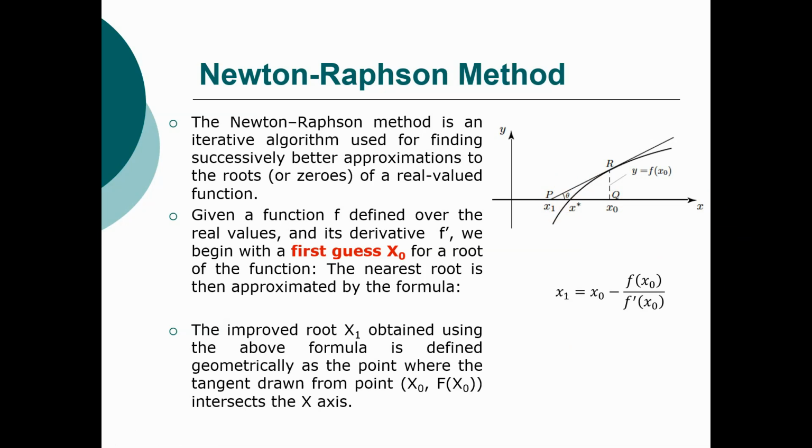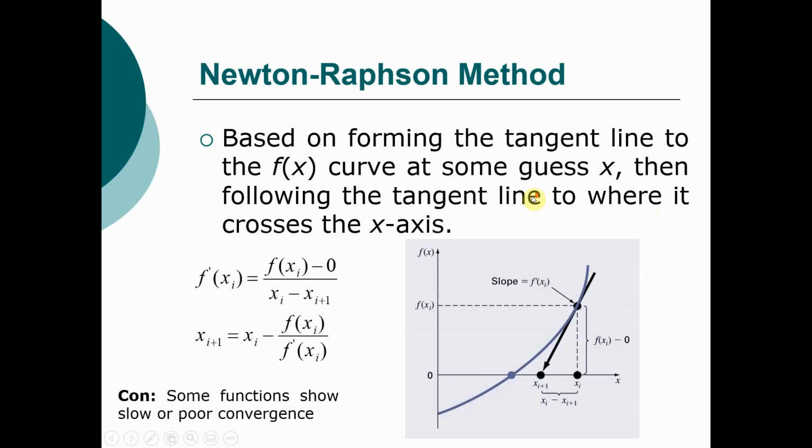However, it doesn't converge all the time, or it might not converge to the root that you have in mind. Your function might have 3 different roots or 5 different roots, and based on your initial guess, you might converge to one of them, and that one might not be the one that you wanted to find.